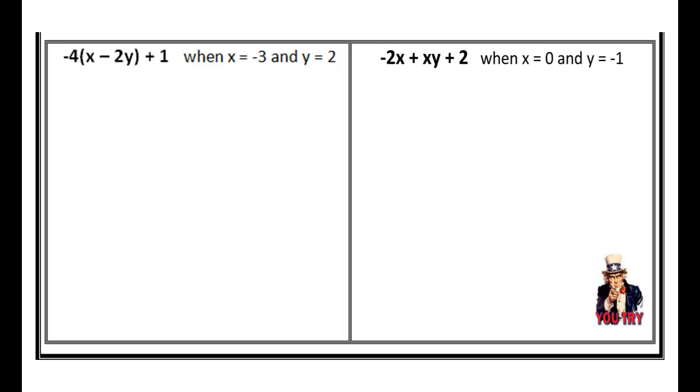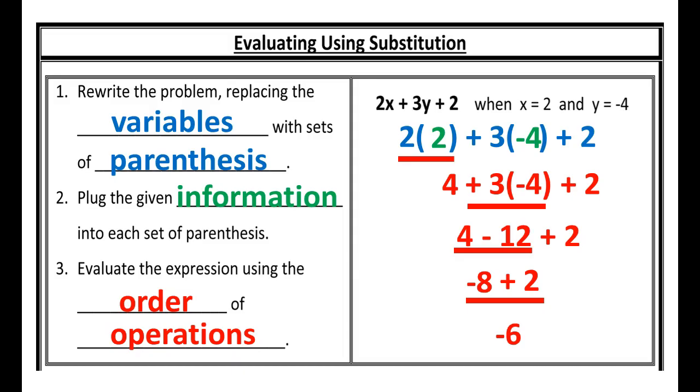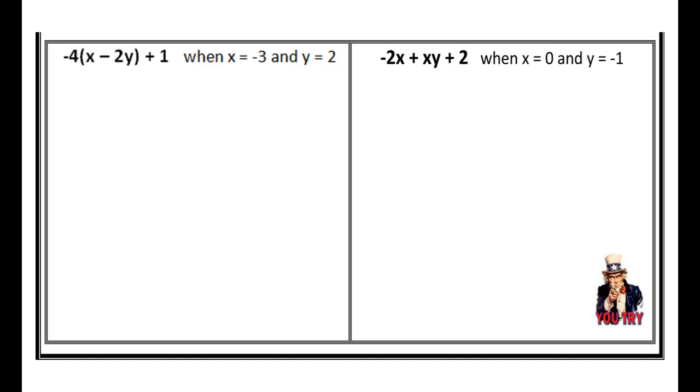So 2x plus 3y plus 2, when x equals 2 and y equals -4, simplifies down to -6. Let's try another example. In this case, you can choose to substitute directly into the variables as the expression's written, or you can distribute first.